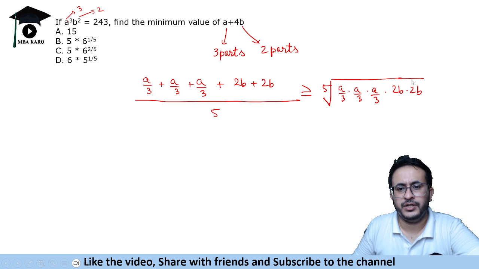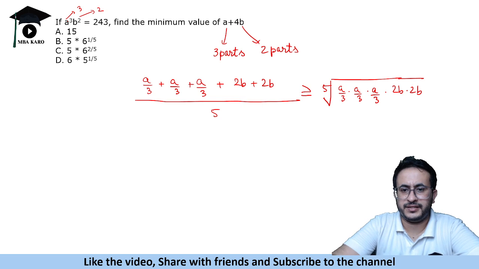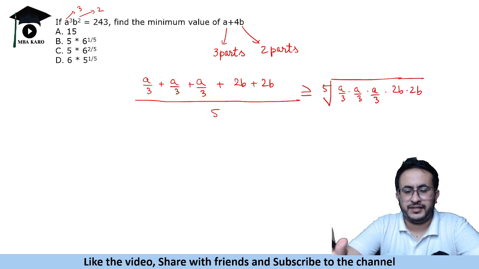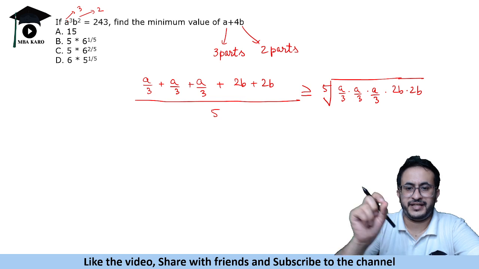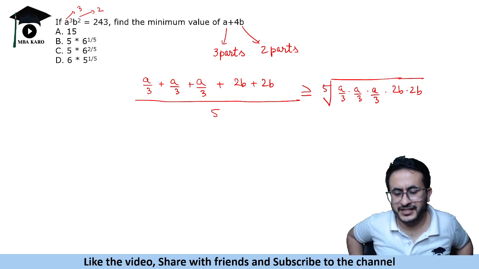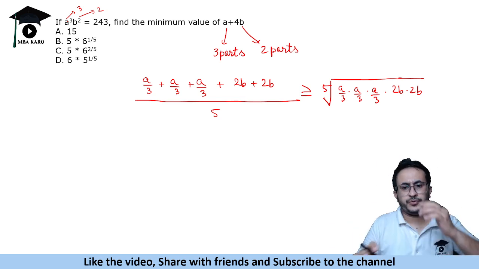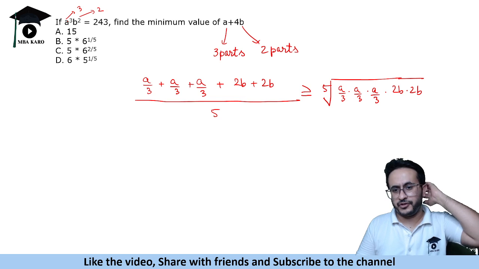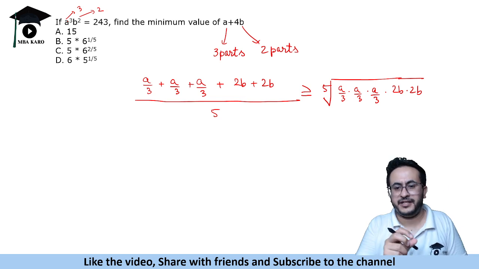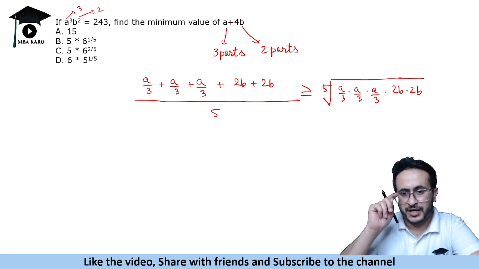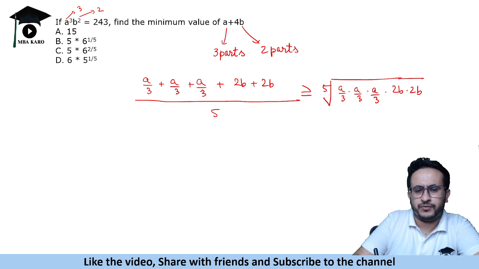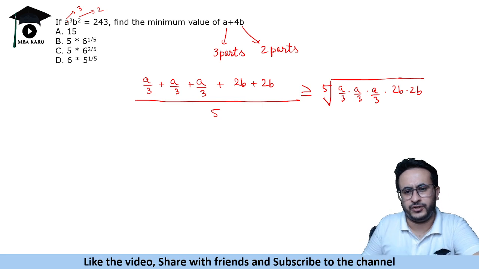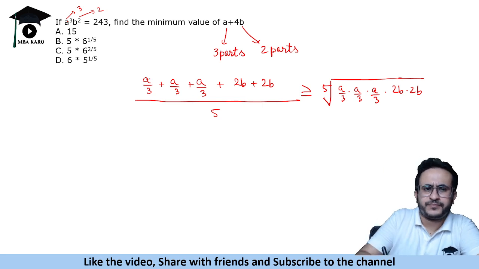So that's how we split the AM-GM inequality. If you are given an AM-GM inequality in terms of addition and product, this is how you split it: whatever is the power of the expressions, for that variable you split into that many parts. So we split a into 3 parts and b into 2 parts. So this expression we need to find.